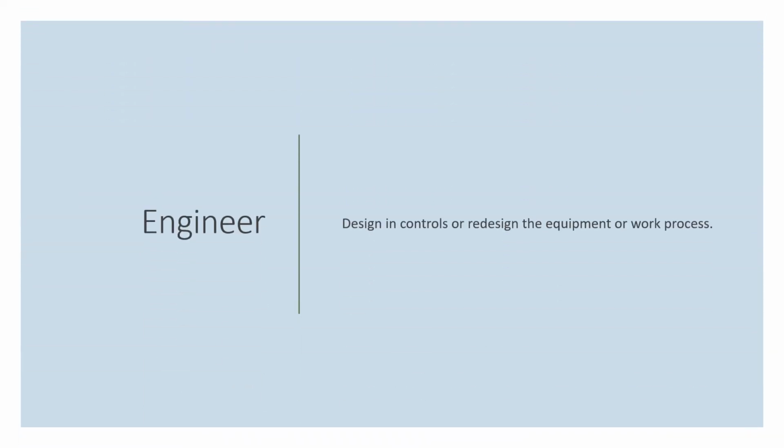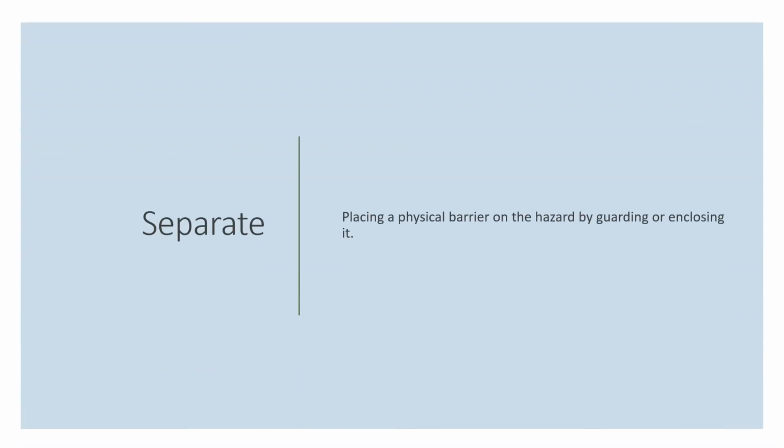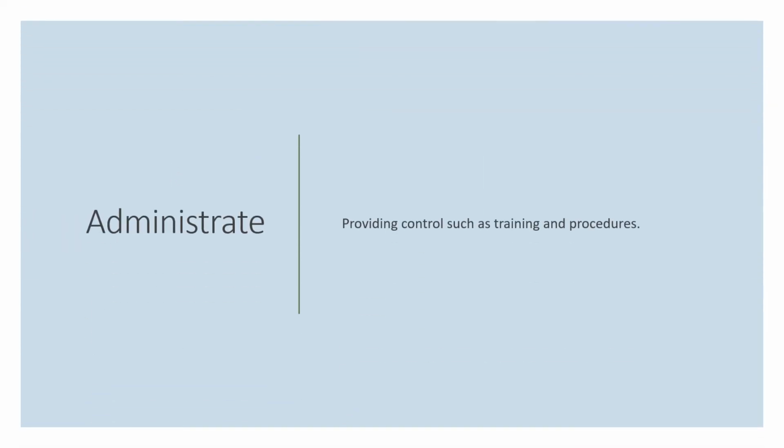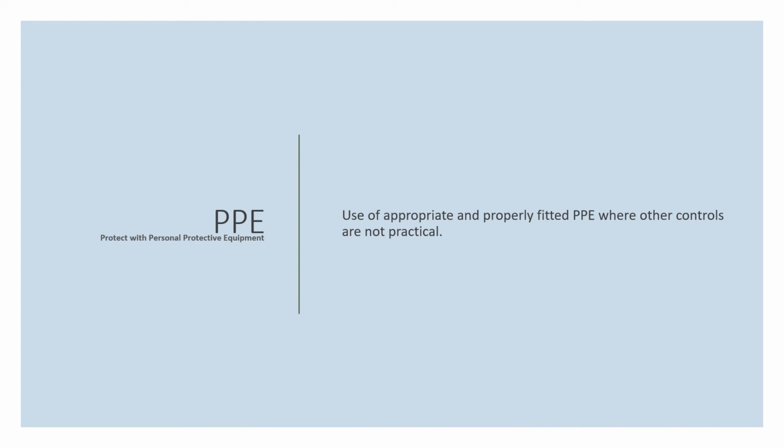Engineering controls are used to design in controls or redesign the equipment or work process, making them a lot safer. You can separate a risk, placing a physical barrier on the hazard by guarding or enclosing it. One of the two lowest forms of control is administrative, providing controls such as training and procedures. The last line of defense and the least effective control is PPE, the use of appropriate and properly fitted PPE where other controls are not practical.